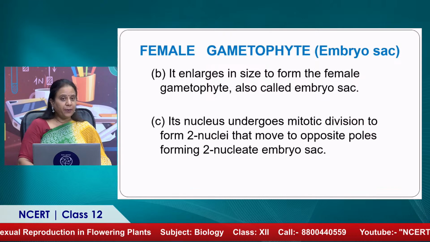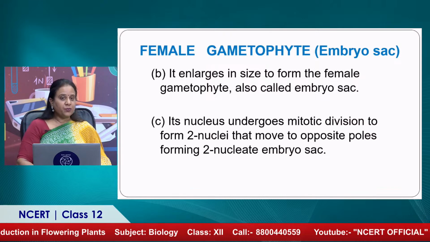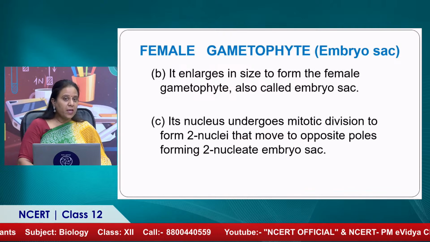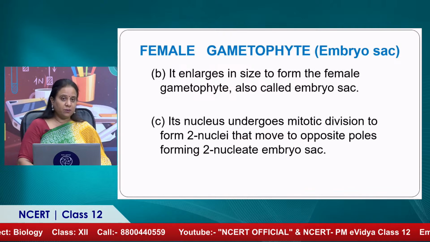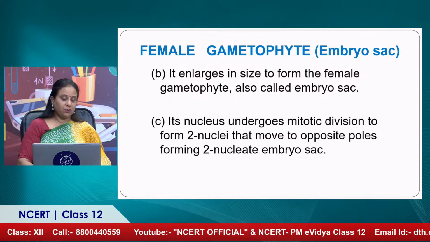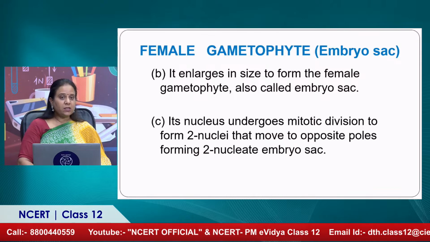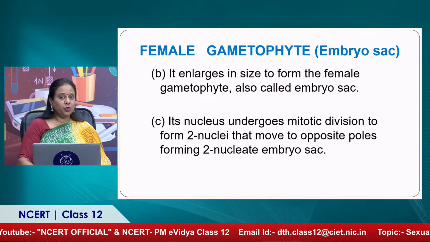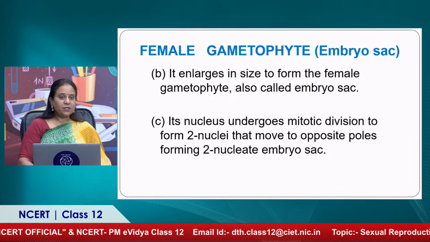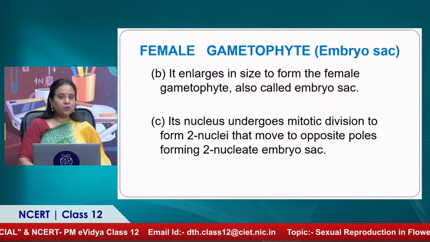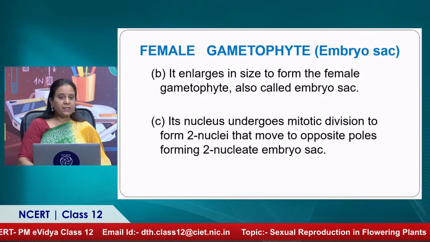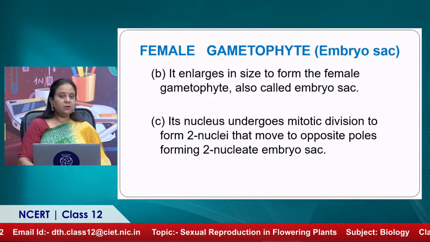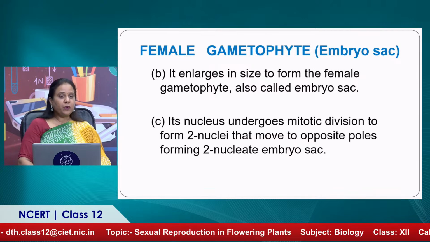Now what actually happens inside that one functional megaspore? What is the process inside it? Its nucleus undergoes mitotic division to form 2 nuclei. Mitotic division means the number of chromosomes remains the same. One cell will divide into 2 cells but the chromosome number stays the same, there is no change.